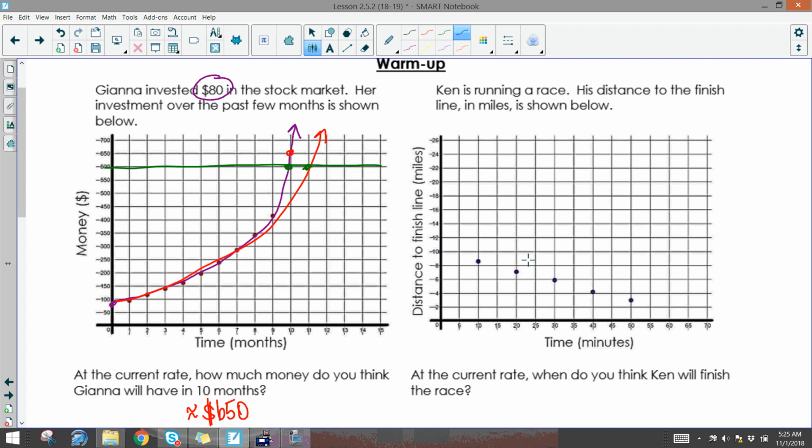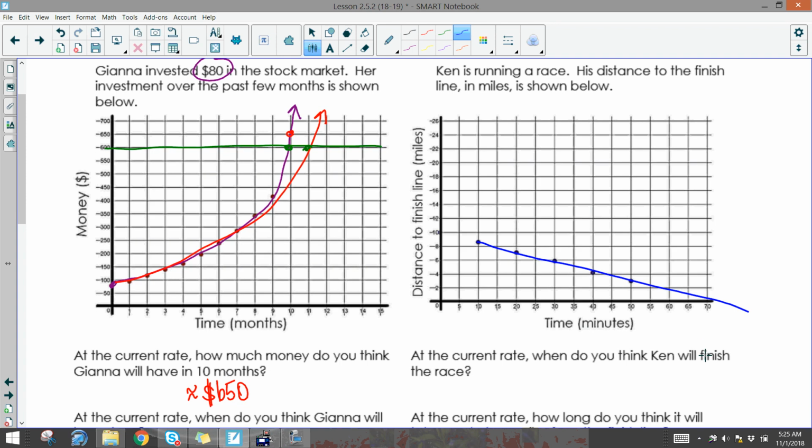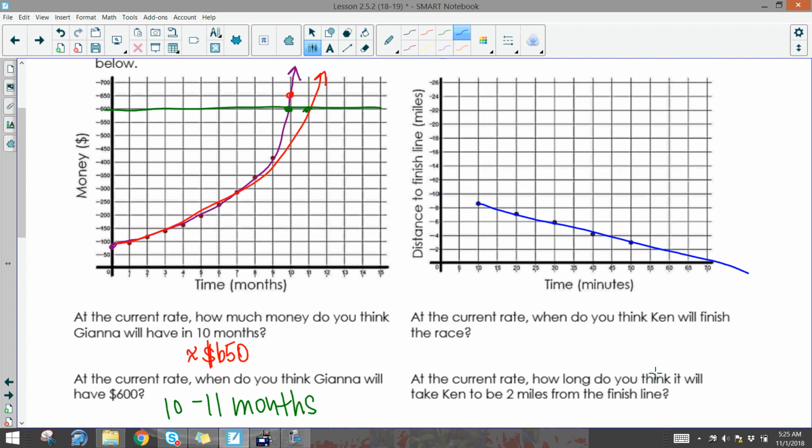So again, if you were to connect the data points here as best you could, you might have something like that. So more of a linear type graph. And it says, at the current rate, when do you think Ken will finish the race? According to the blue line that I drew, finishing the race means we have no distance left. So mine hit about there. So maybe about 70 minutes. Oh, that doesn't even come close to what I was trying to do. Let's try that again. So about 70 minutes. Again, depending on how you drew your line, it might be closer to 65, it might be closer to 75, it just depends.